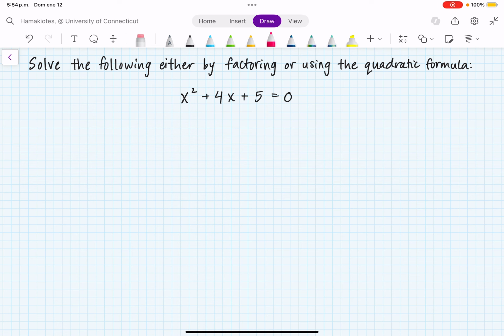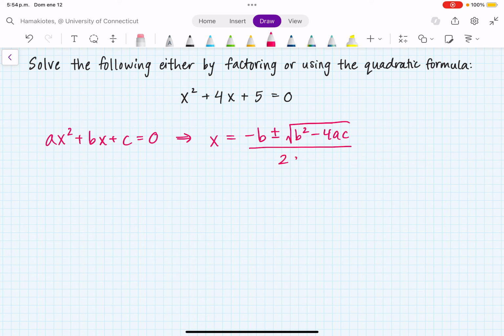So the quadratic formula tells me that for a quadratic equation of the form ax squared plus bx plus c equals 0, the solutions are x equals negative b plus or minus the square root of b squared minus 4ac all over 2a. Now in our case, a, which is the coefficient of x squared, is 1, b is 4, and c is 5. So let's plug these into the quadratic formula and see what we get.